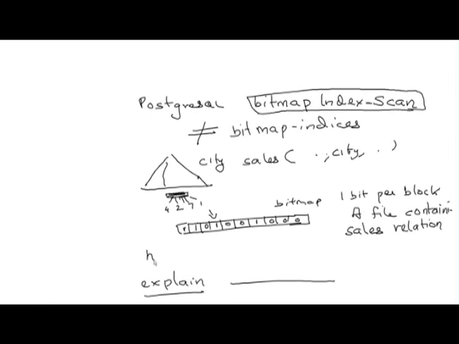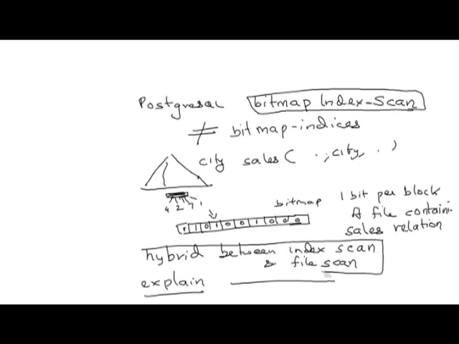You can think of it as a hybrid between index scan, or index lookup, and file scan, which is scanning the entire set of records in the relation. It's called a bitmap index scan in the practical community which builds databases. So when you do today's lab, you're going to see several occurrences of a bitmap index scan.